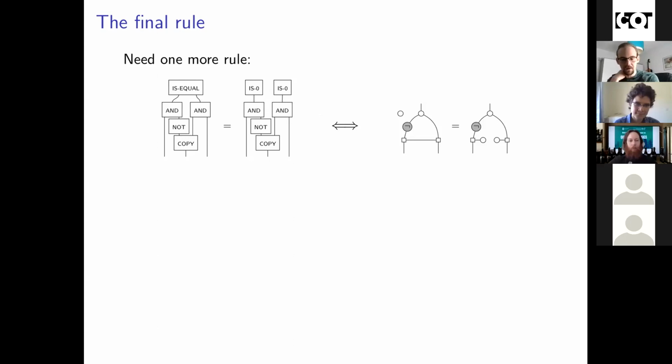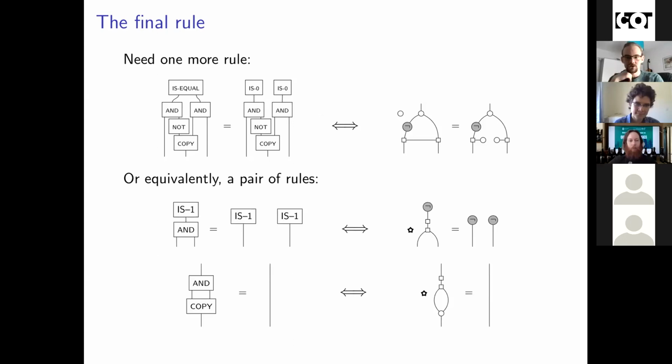Well, this is quite complicated, but luckily this one complicated rule is equivalent to a pair of simpler rules. So the first one here just says that if I post-select an AND gate on the output being 1, well, that must mean that both inputs should have been 1, because that's the only way I can get a 1 out of an AND. And then here it says if I copy an input and I AND it, then I just get an identity, which if you think about it for a second, makes sense. And these correspond to these diagrammatic equalities.